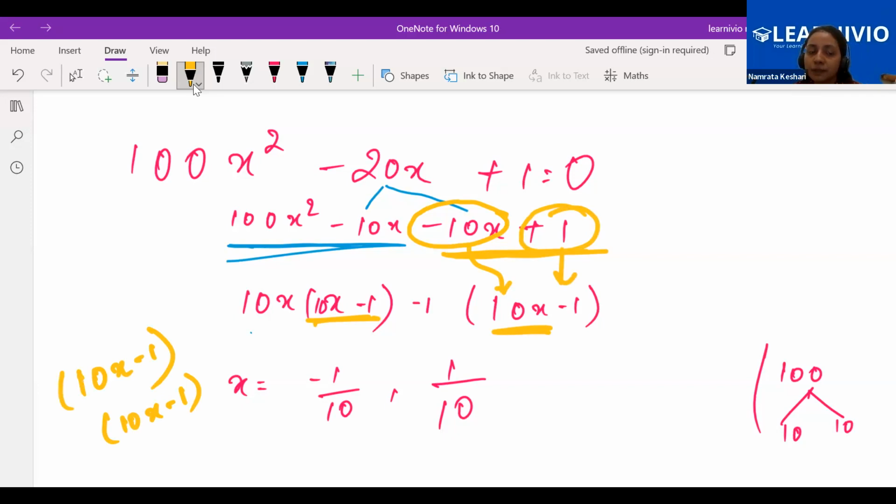Can you see? Yes. It is just 1 by 10. Not minus 1 by 10, it is just 1 by 10. Right, Soha? Yeah, just 1 by 10. Both of them are just 1 by 10. Yeah, there is one more way to solve it.